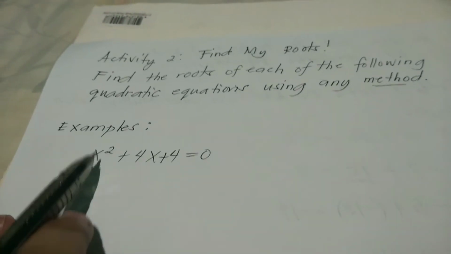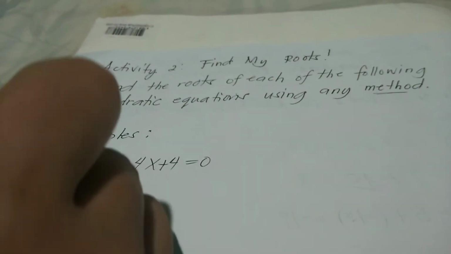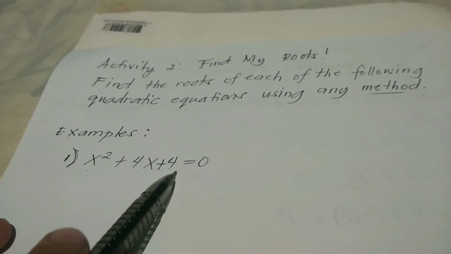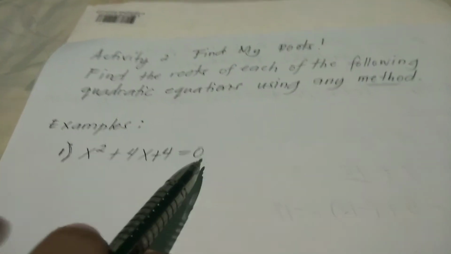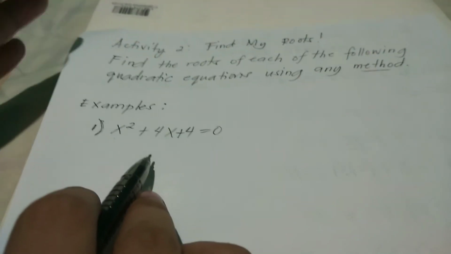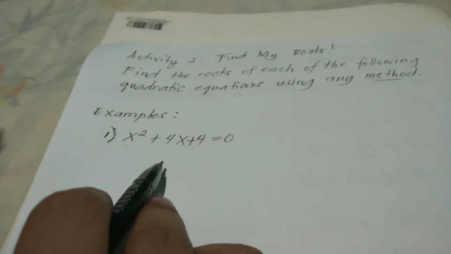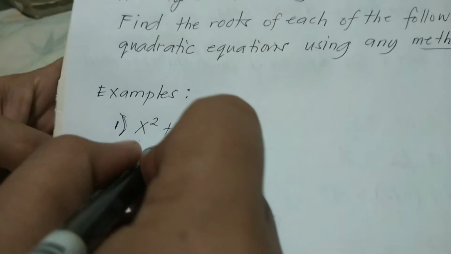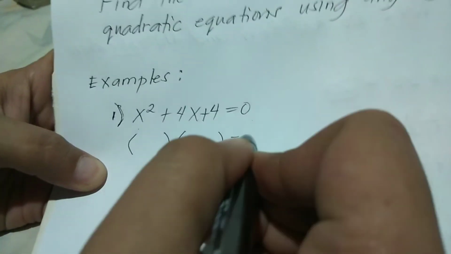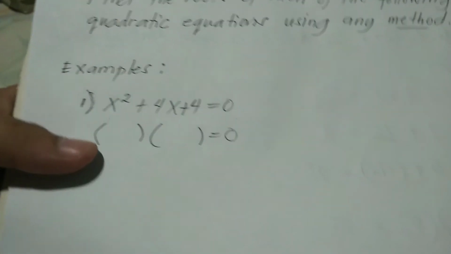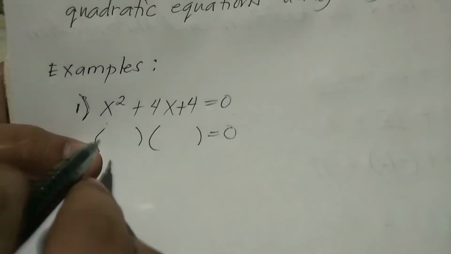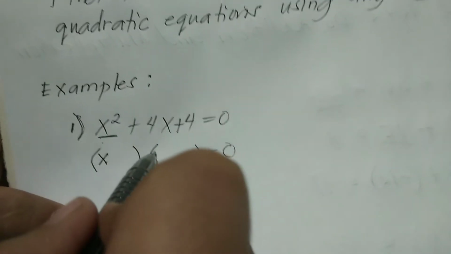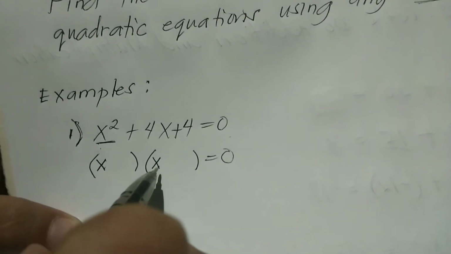Examples. Number 1, we have x squared plus 4x plus 4 is equal to 0. So, pwede po kayong gumamit ng any methods of solving quadratic equation. But for me, gagamit po ako ng factoring. Magpa-factoring ako para mahanap yung roots ng quadratic equation na ito. So, yung first term po niya, x squared, paghiwalayin natin, yung factors niya ay x times x.